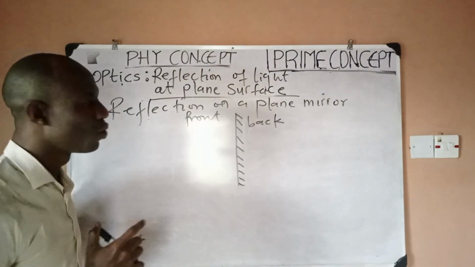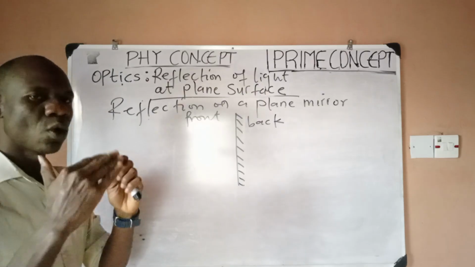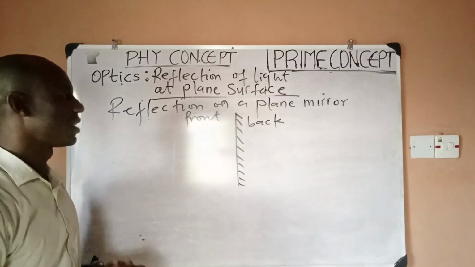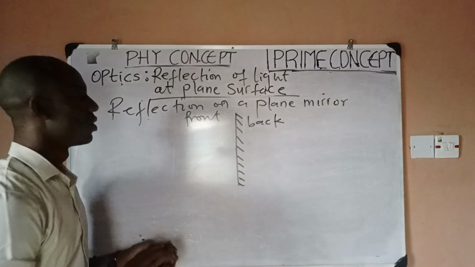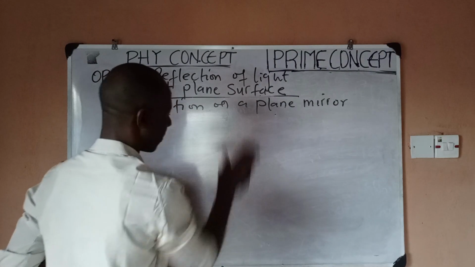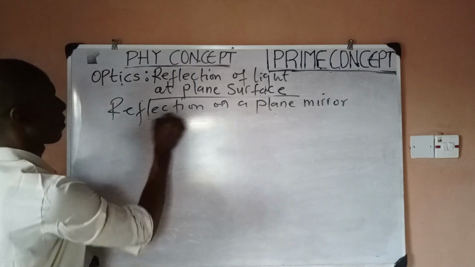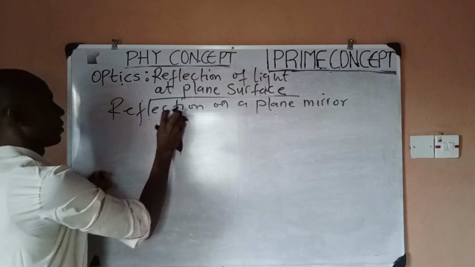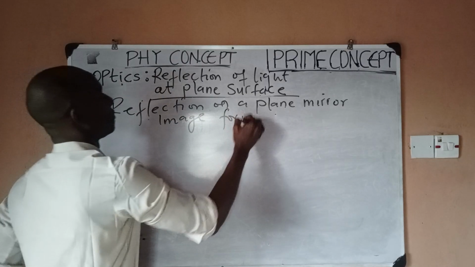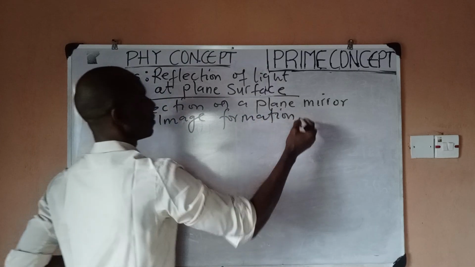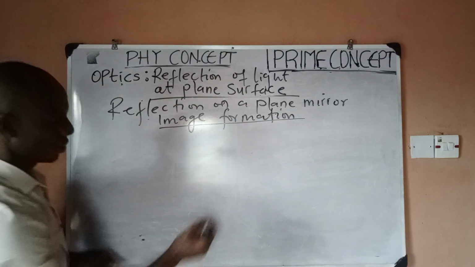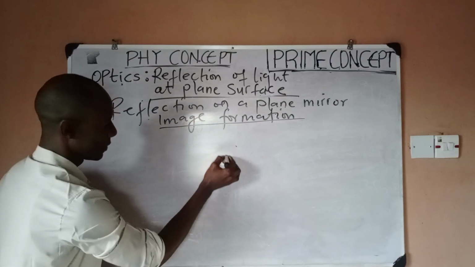So the first thing, before we look at their properties, we want to see how to form images on a plane mirror. And it's very simple, trust me, very simple. So we want to look at the formation of an image on a plane mirror. Image formation, that is what we want to consider now. So I have a plane mirror like this.